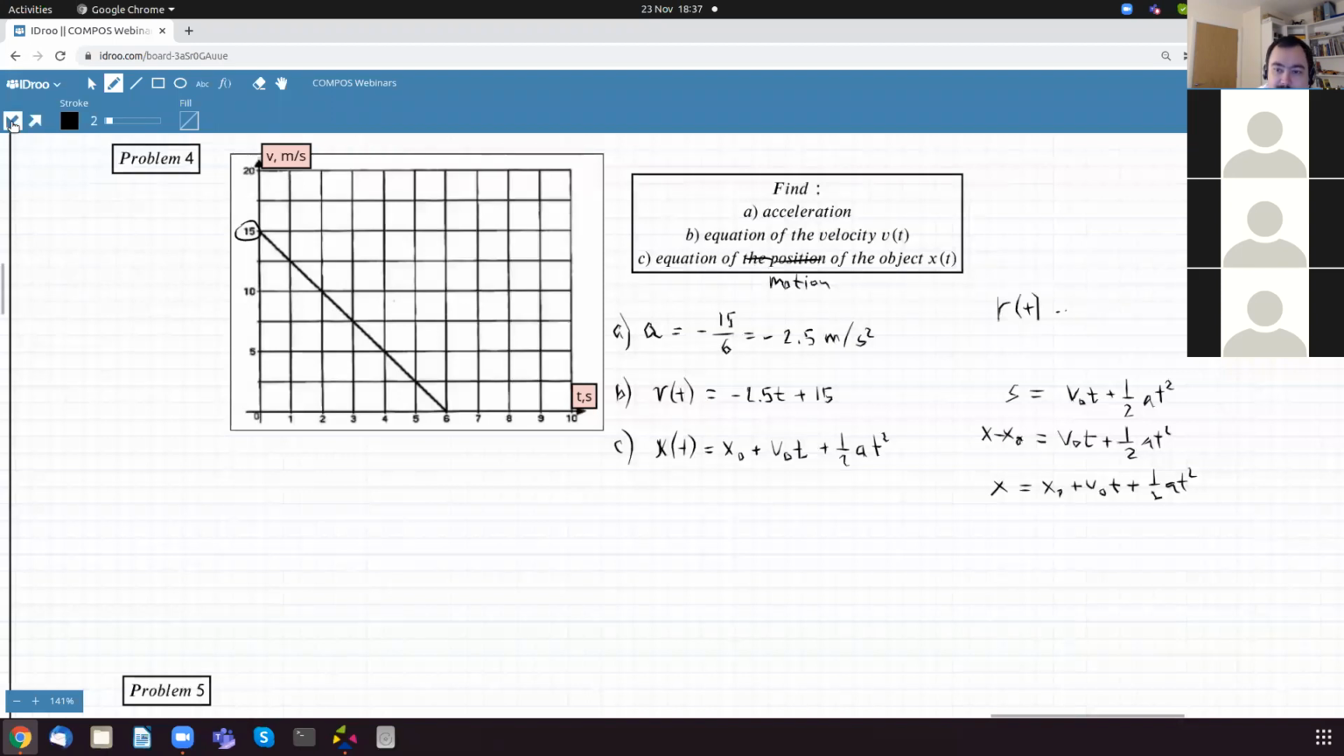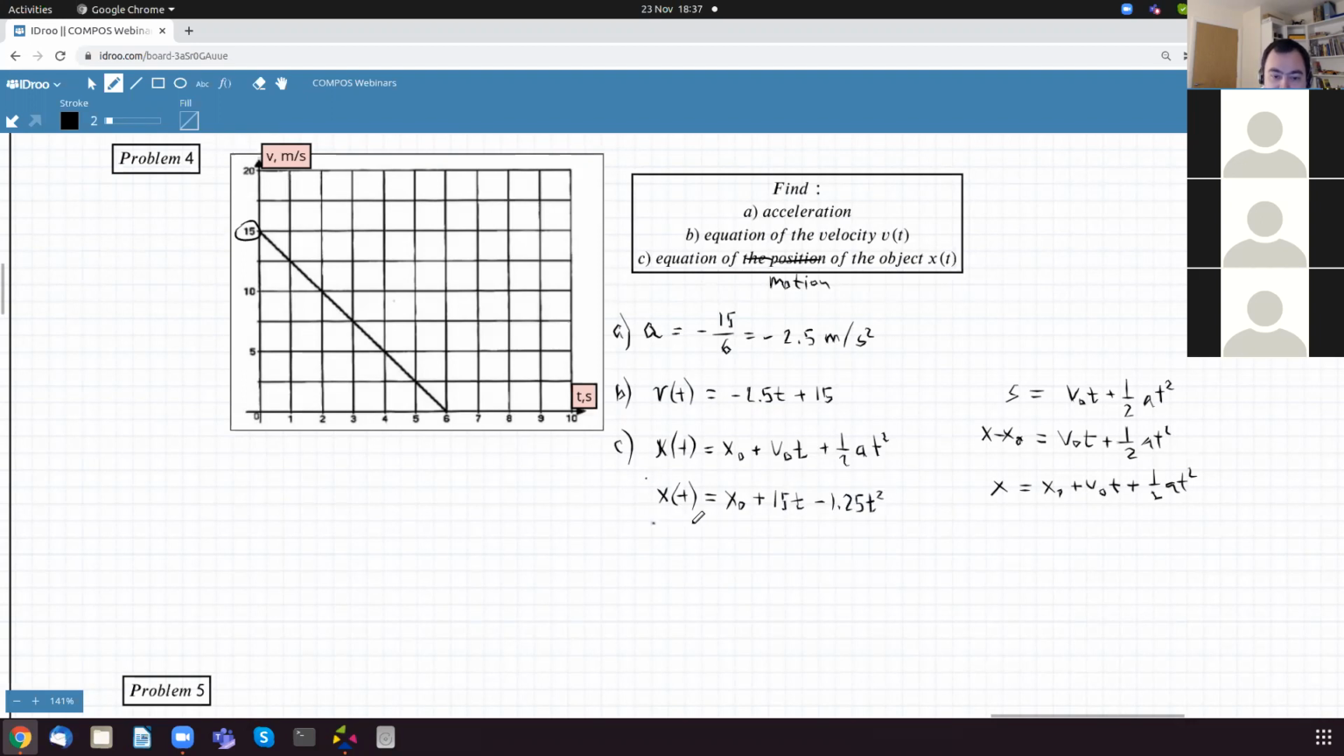Okay, I won't write out this equation. Okay, so we have this equation. So now we just need to substitute what we already know. We don't know the initial position, so we'll leave it as x0. That's the initial position, plus the initial velocity is 15t, and plus a half a t squared. So a is minus 2.5, so it's going to be minus 1.25 t squared.